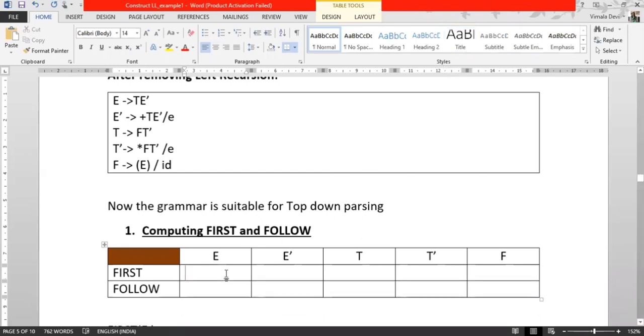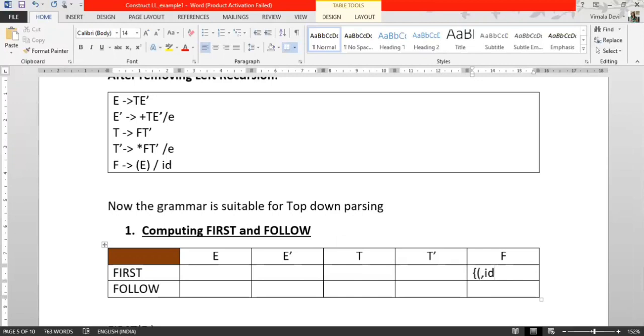First of E. How to compute first of E? Look into the production rule. E derives TE dash. When we construct the parse tree, E can be expanded as TE dash. So out of this, the very first symbol is T. But T is a variable, right? So go and check the rule for T. T derives FT dash. F is the very first symbol when you expand the parse tree from T. So go and check for F. F has 2 options. One is (E), another one is ID. Both the alternatives begin with a terminal symbol. So first of F is open parenthesis and ID.